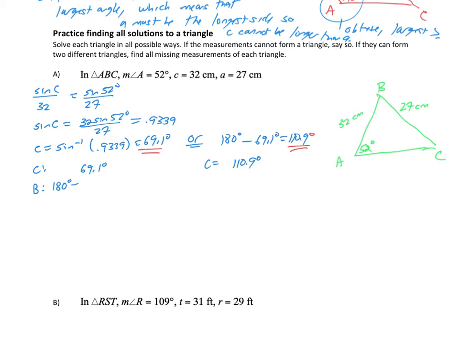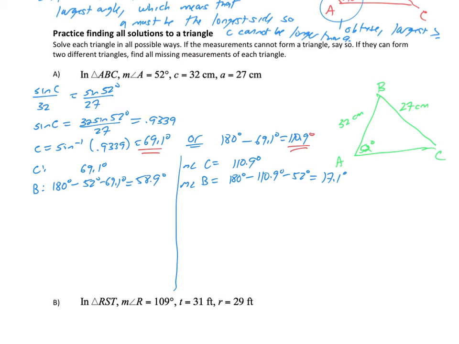So I'm going to determine that. So 180 degrees minus angle A, which is 52 degrees, minus 69.1 degrees. That's going to be our first angle, 58.9 degrees. We know that one will work. And now we need to find the second possibility for the measure of angle B. So that'll be 180 degrees minus 110.9 degrees minus 52 degrees. That turns out to be 17.1 degrees. So we actually have two possible triangles in this case.